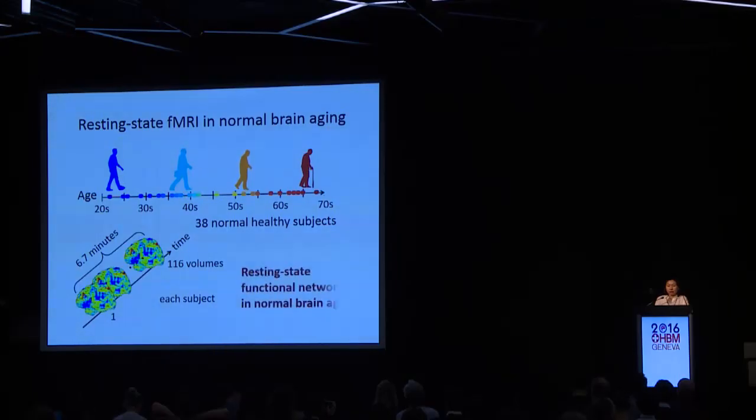Using this data, we want to know the resting state functional network in normal brain aging. But it is known that the brain network changes over time even during rest, so we want to know the dynamics of the resting state functional network in normal brain aging.